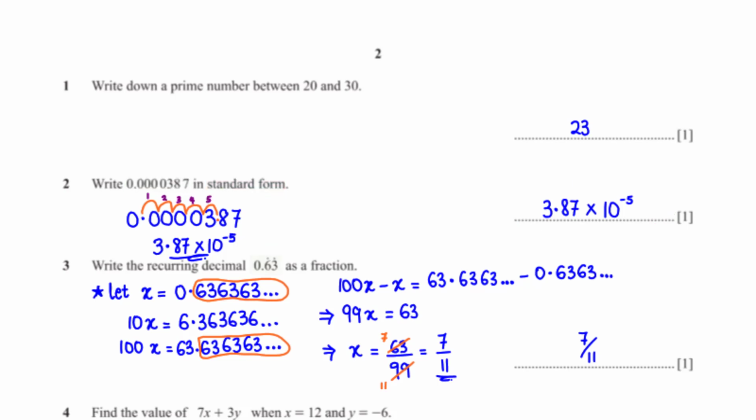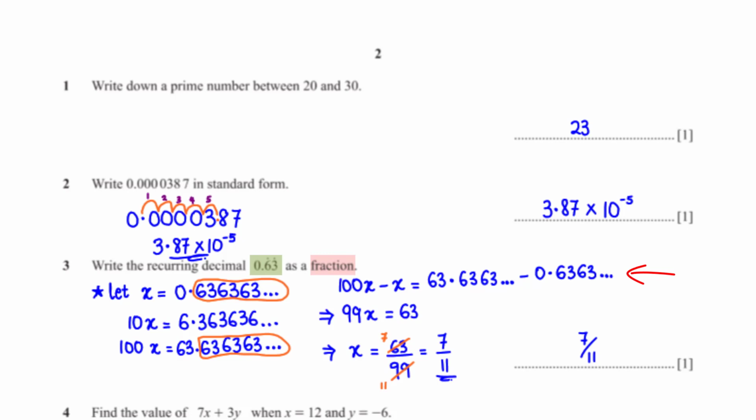Write the recurring decimal 0.63 as a fraction. So let's let x equal the given recurring decimal, which is 0.636363. After that, let's multiply the recurring decimal by 10, and when we do that, we get 6.363636. Let's now multiply the recurring decimal by 100 and we get 63.636363. So moving forward, we are going to pick x and 100x because after the decimal point, the numbers are recurring in a similar pattern.